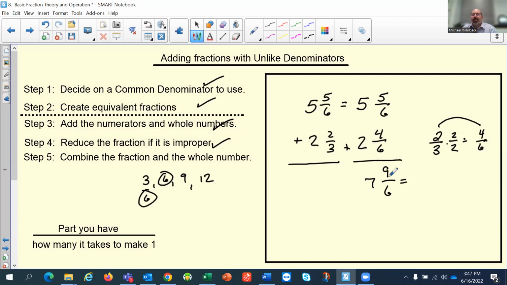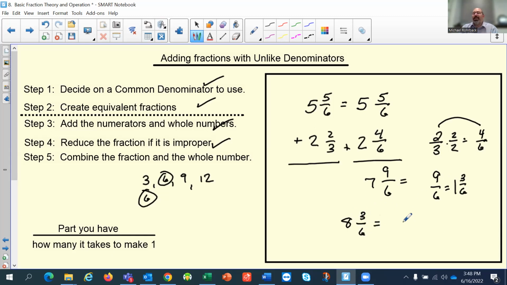It's improper. So let's just look at the 9/6. So 9/6, how many groups of 6 can you take out of a 9? Well, you can take 1. There's 3 left. So 9/6 is the same as 1 3/6. So the 1 and the 7, the whole numbers, go together. 8. 3/6 is what you have left over.